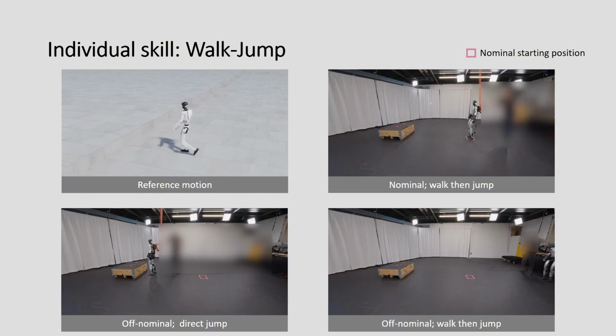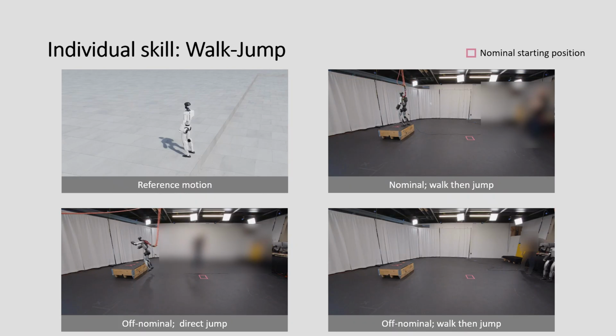Next, we show the walk-jump behavior. The first video shows the reference motion. In the top right example, the robot starts from the nominal position, walks and then jumps up. In the bottom left example, the robot is very close to the box and jumps directly without walking. In the last video, the robot starts farther away and walks before jumping.